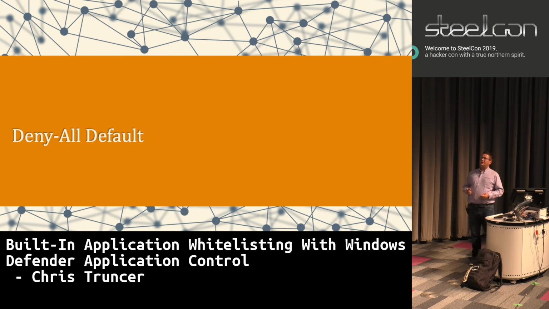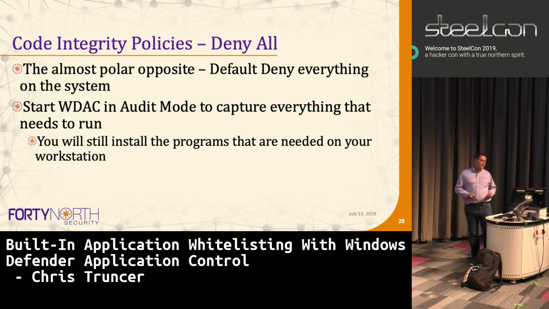Let's go to default deny all policy. This is basically the polar opposite of what we just talked about. This is going to just default deny everything running on a system. The best way to go this route, if you wanted to test this, is to use Windows Defender Application Control in audit mode. And that's because when something's in audit mode, like I mentioned before, it's not going to actually enforce your rule set. It's going to let every single thing run.